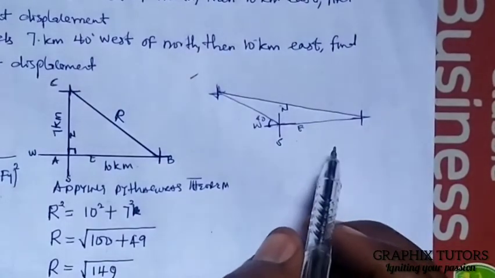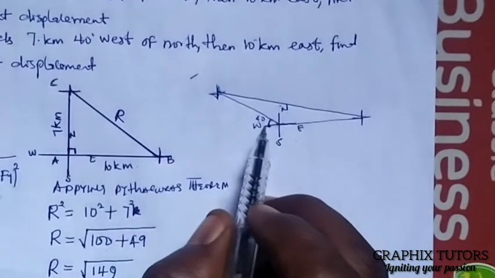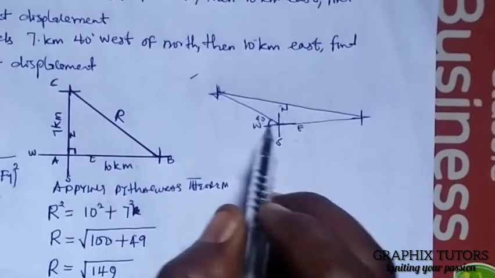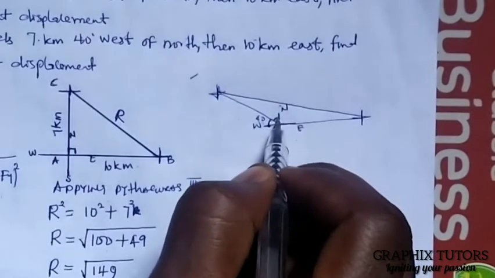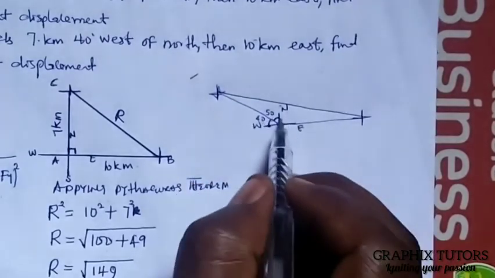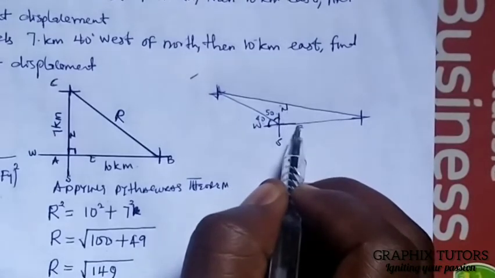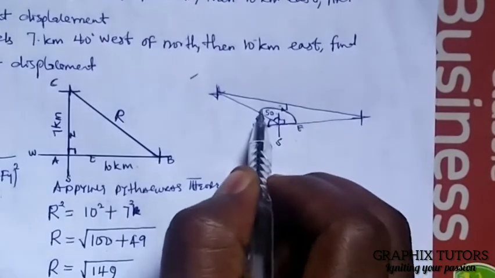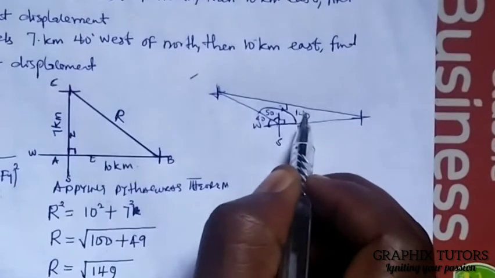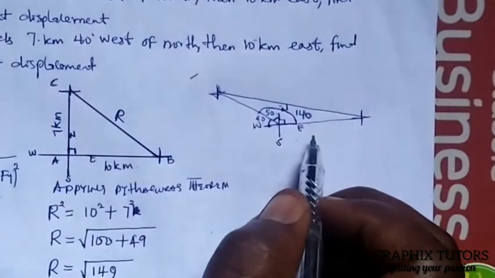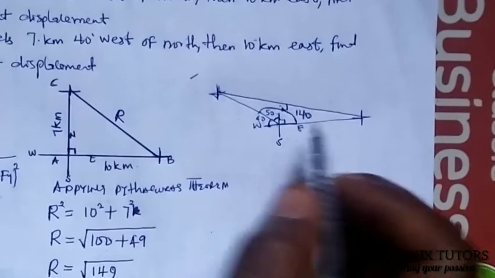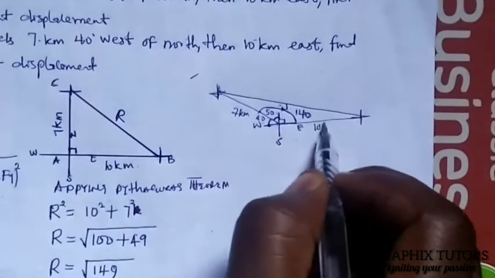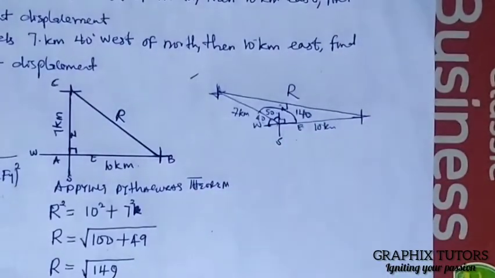Now if you look at it very well, if you move forward from north to west here is 90. So if you move forward from 40, the angle that will be remaining here will be 50. Now between north and east is 90, right? So 50 plus 90 will give us 140. So the total angle here is 140 degree. Are we good? So that's the total angle here, 140 degree. So in the long run, it says 7 kilometer here, right? Then 10 kilometer here, and our resultant displacement will be here.